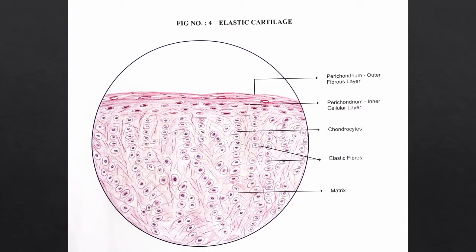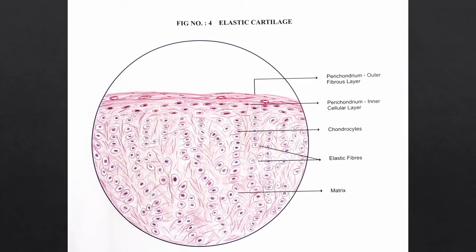Coming to the elastic cartilage. Elastic cartilage identification is very easy. The same perichondrium we can identify, and then the matrix. The matrix is not basophilic as in the hyaline cartilage. It is eosinophilic, and this matrix consists of chondrocytes. Can you see any groups? No, there are no groups.